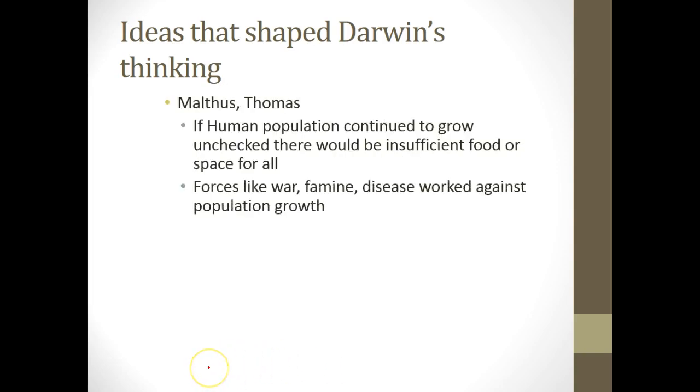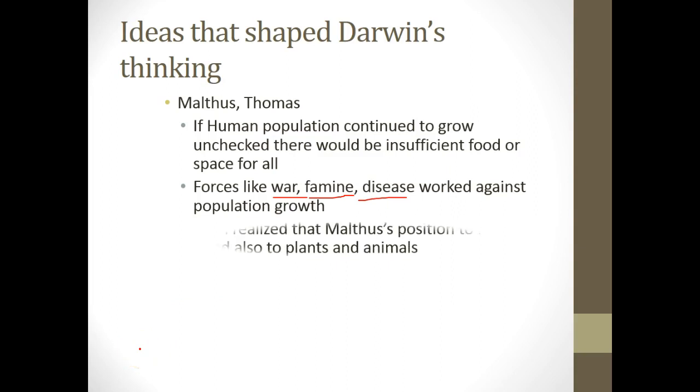And the last person to talk about is Malthus. Thomas Malthus was more of a statistician and more involved with human population growth. He researched pieces of evidence like war, famine, disease, and their effect on population growth. All of these things, like war, famine, disease, all check populations and will impact the way populations grow over time.